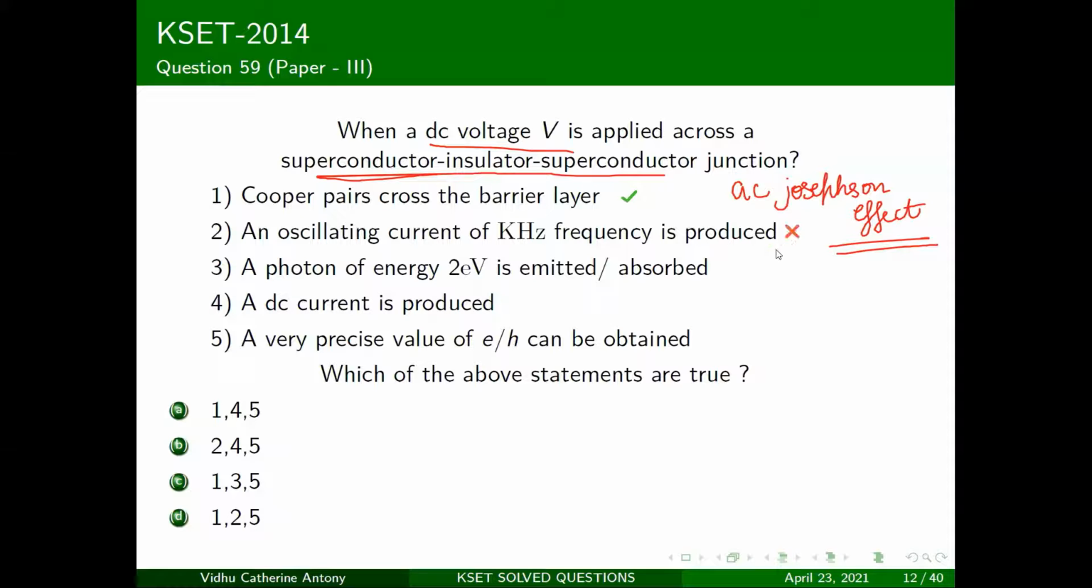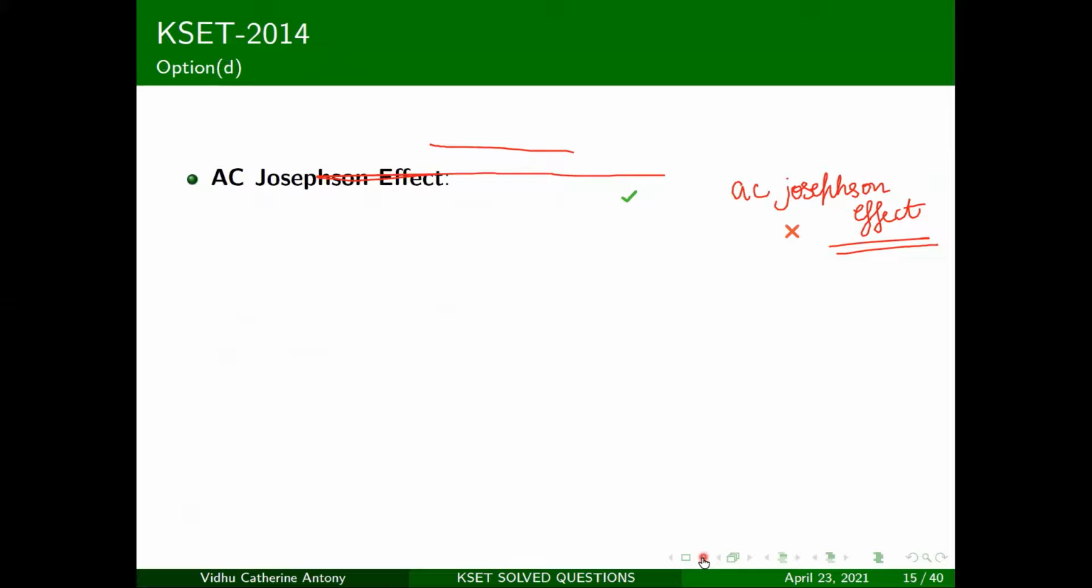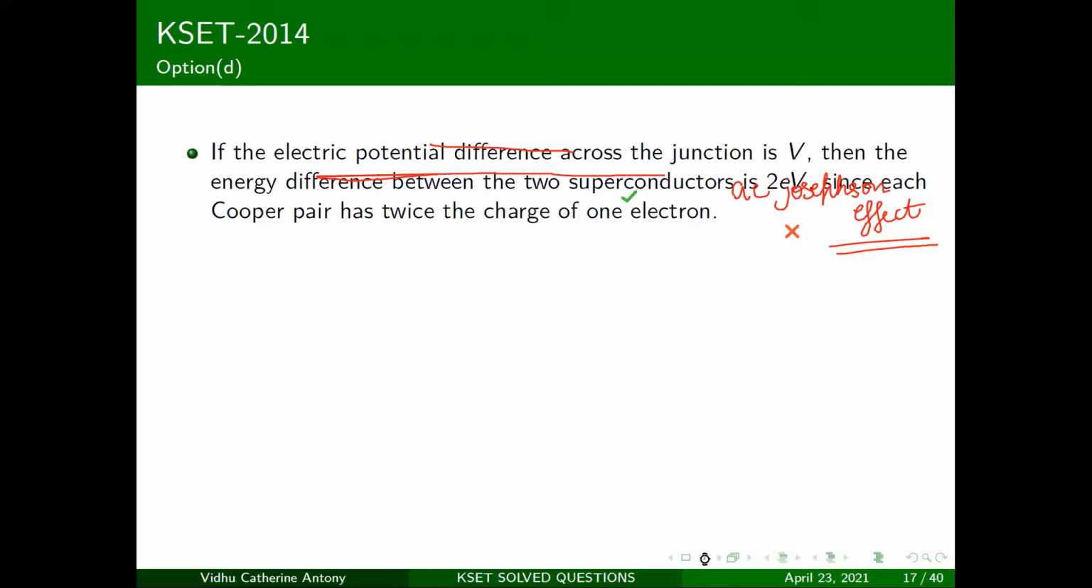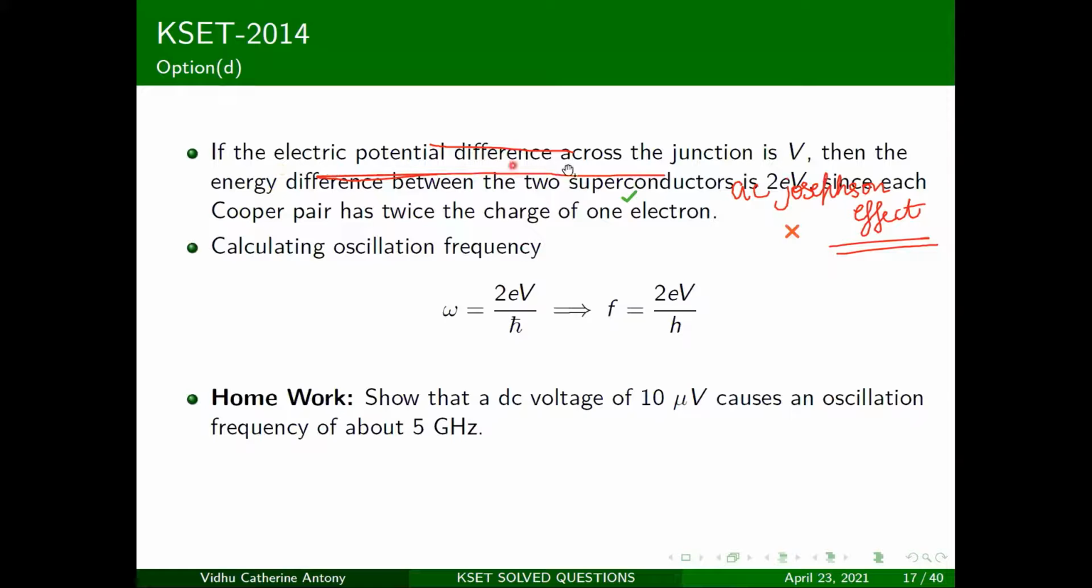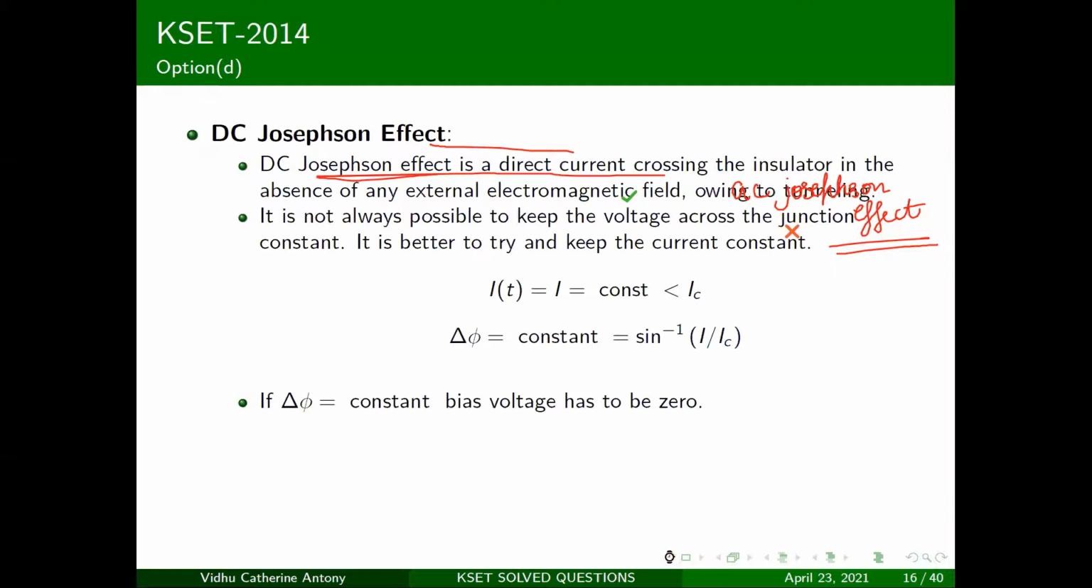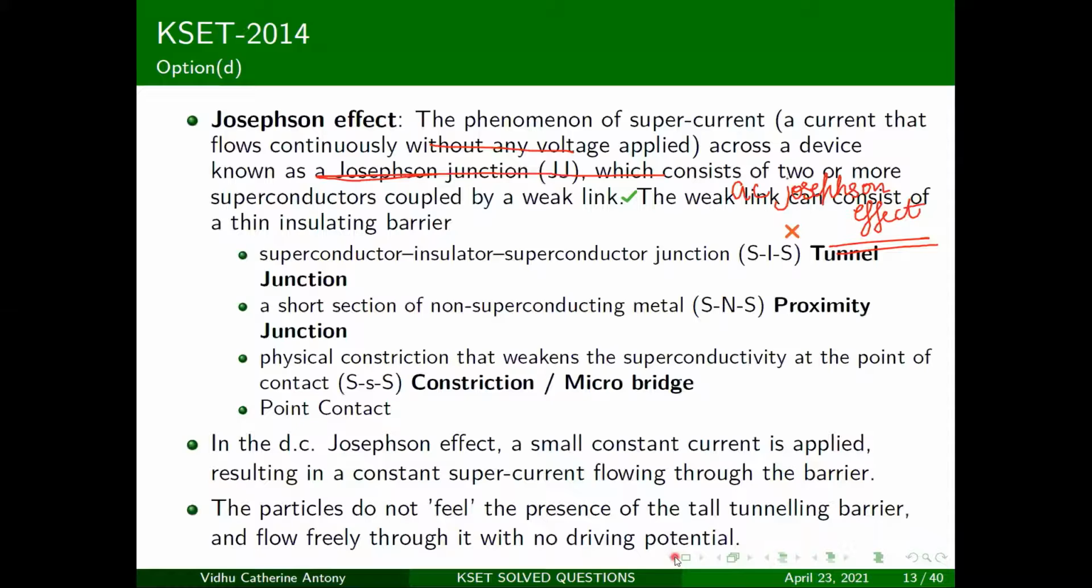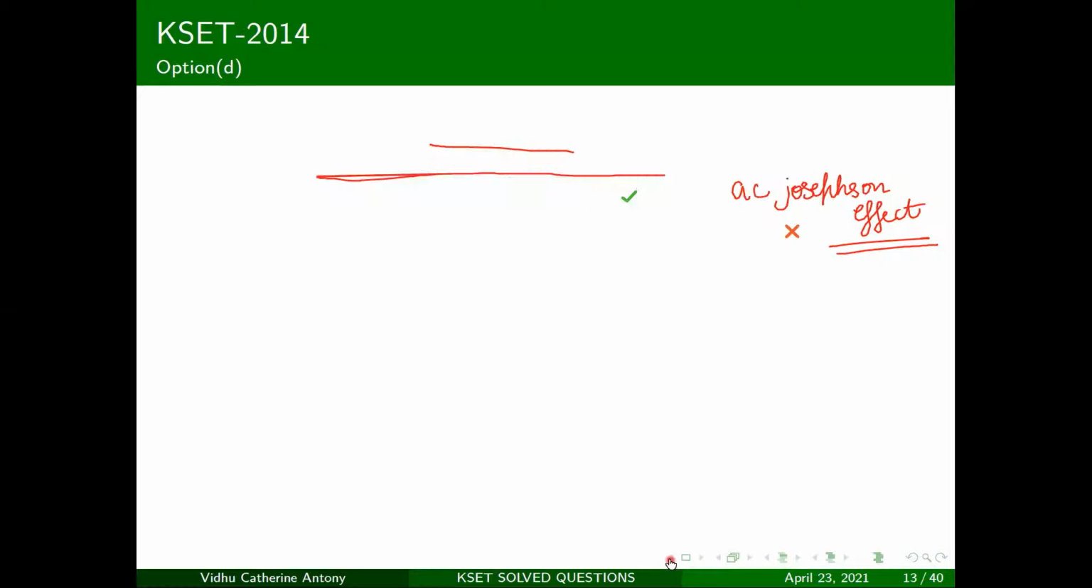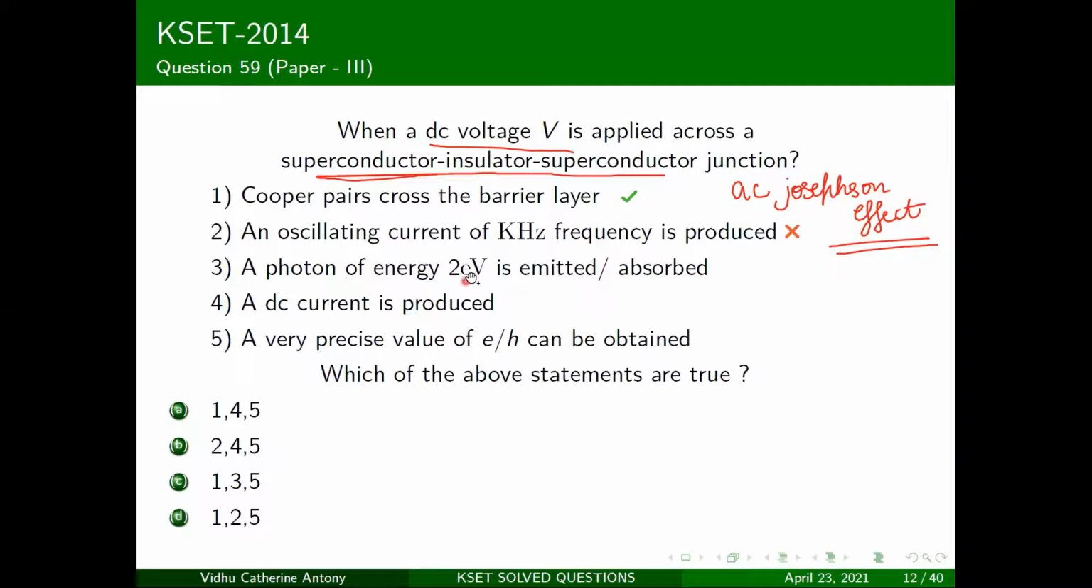So this is wrong. A photon of energy 2 eV is emitted or absorbed. That was not the case. Let me just point that out to you again. Okay, so let's go to the last slide. Remember, if the electric potential difference across the junction is V, then the energy difference between the two superconductors is 2 eV, since each Cooper pair has twice the charge of one electron. But that does not mean there's a photon of that much energy going to come out from that. So it does not mean that a photon of energy 2 eV is emitted or absorbed between that particular difference. So this is wrong.